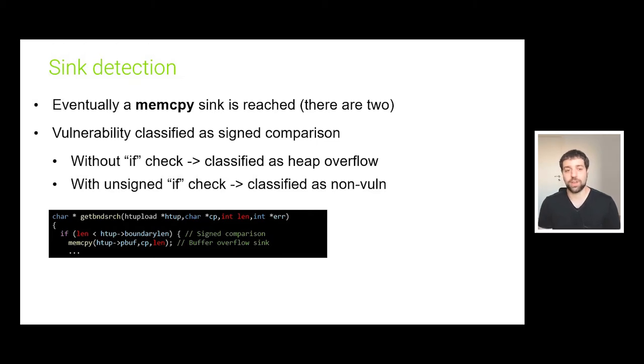An interesting caveat here is that because there's the if check before the memcpy, and it's a signed if check, this is considered a signed comparison type of bug. If there wouldn't be any if check, it would just be classified as a heap overflow. And if the if check would be unsigned, then actually it would be classified as a non-vulnerability because that's a proper check and you can't usually get around that.